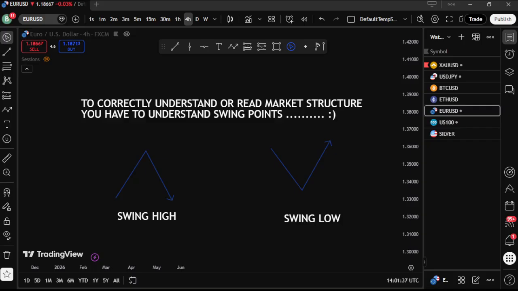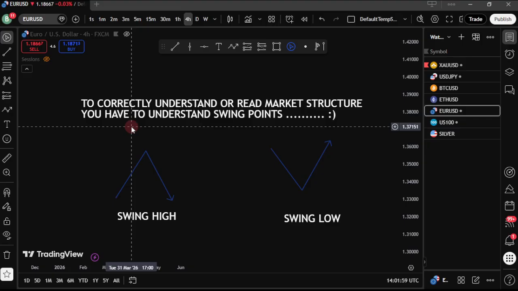Today we are going to look at the way to read market structure in such a way that you are going to understand the context of the market. The context of the market is simply the story that a market is building, so that you understand where the market wants to go, or what the market wants to do.